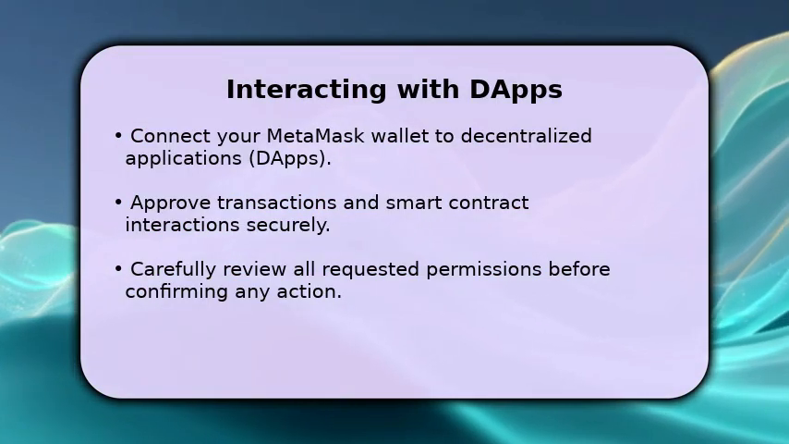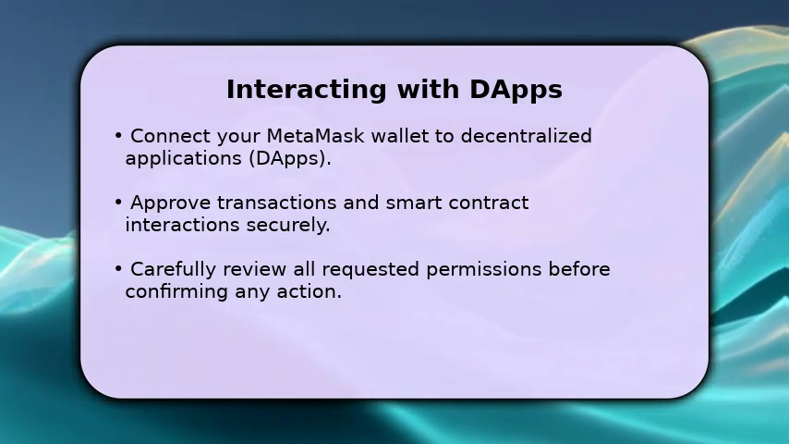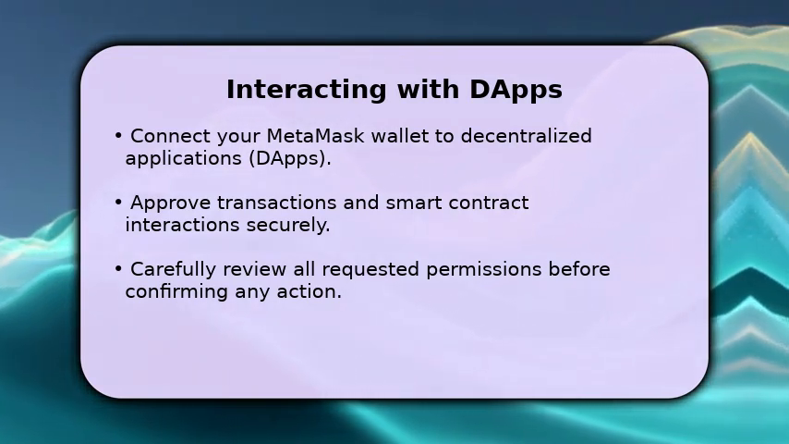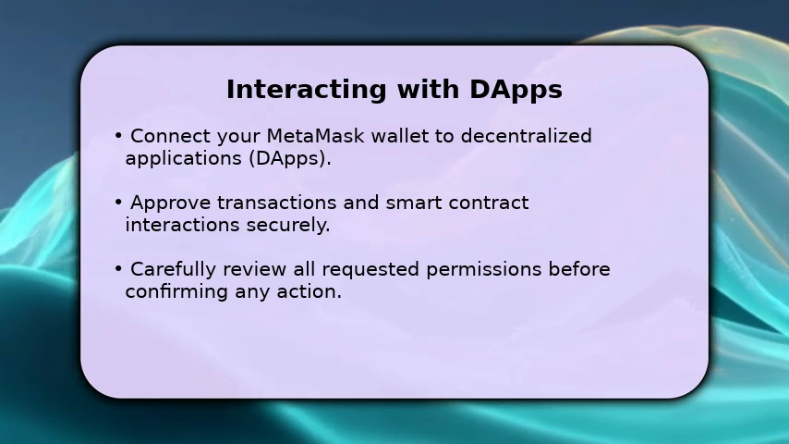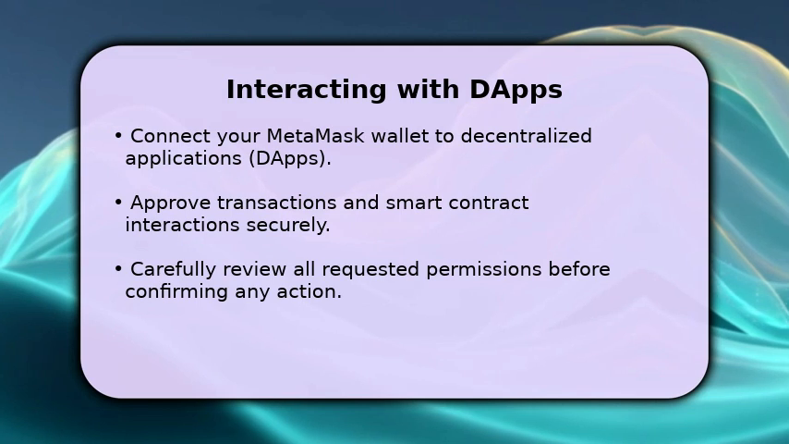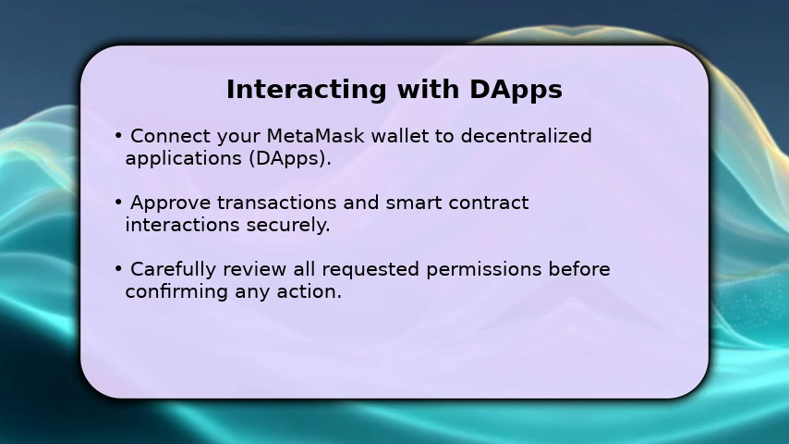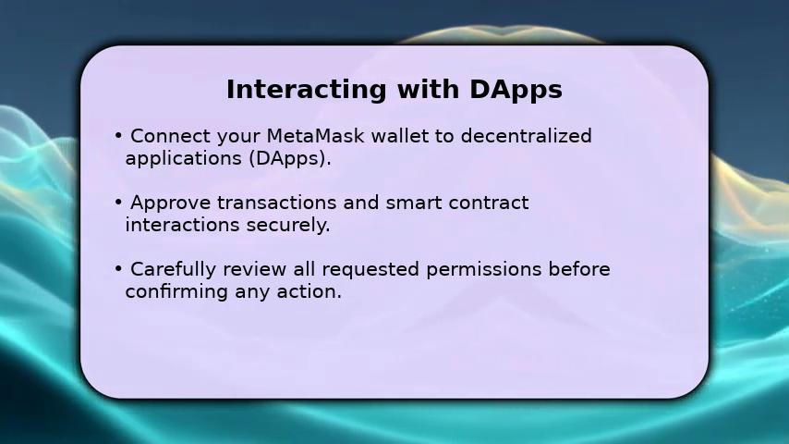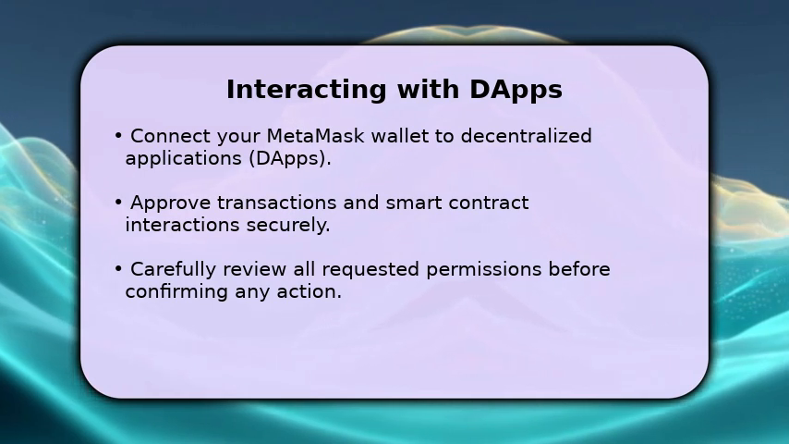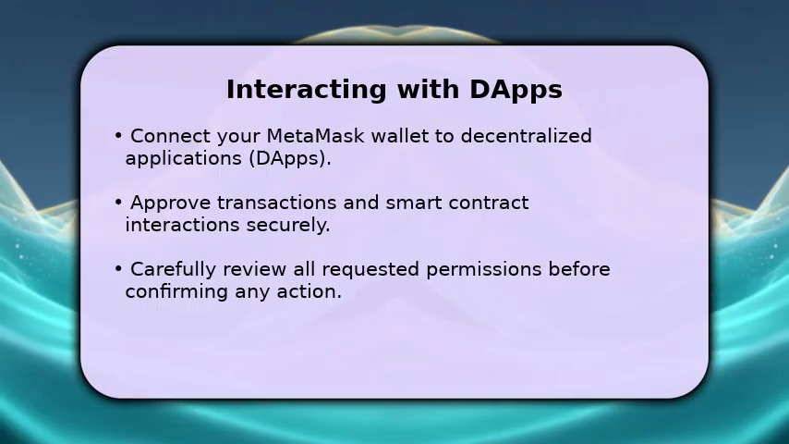MetaMask truly shines when interacting with decentralized applications, or dApps. When you visit a dApp, you'll typically see a Connect Wallet button. Clicking this will prompt MetaMask to connect, allowing the dApp to view your public address and suggest transactions. Always review the permissions requested by the dApp and the details of any transaction before approving it. This vigilance helps protect your assets when engaging with smart contracts on the blockchain.